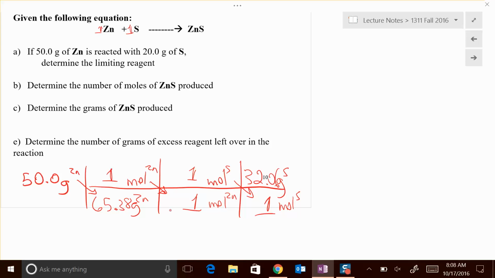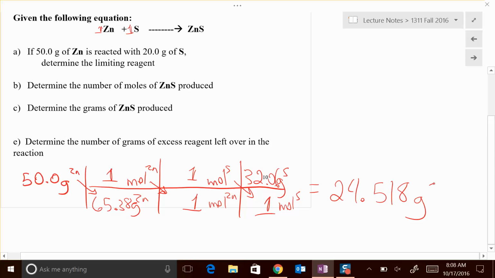Okay, so 50 times 32.06 divided by 65.38. Who has that for me? 0.765. That can't be. 24 point what, I'm sorry? 518 grams of sulfur. Okay? So 24.518 grams of sulfur. How many grams of sulfur?